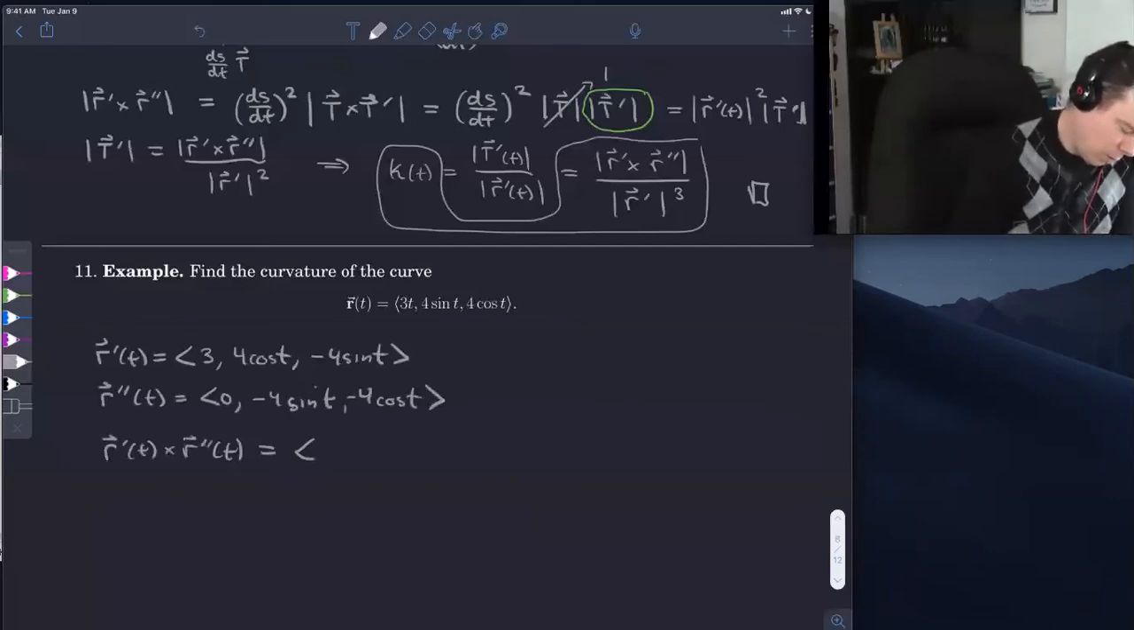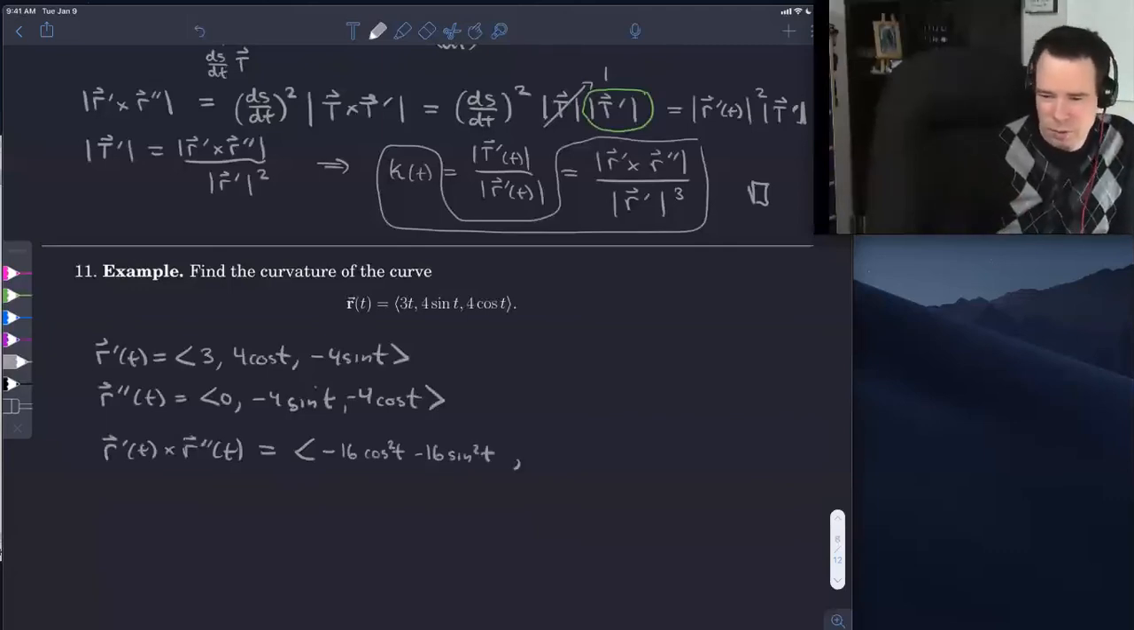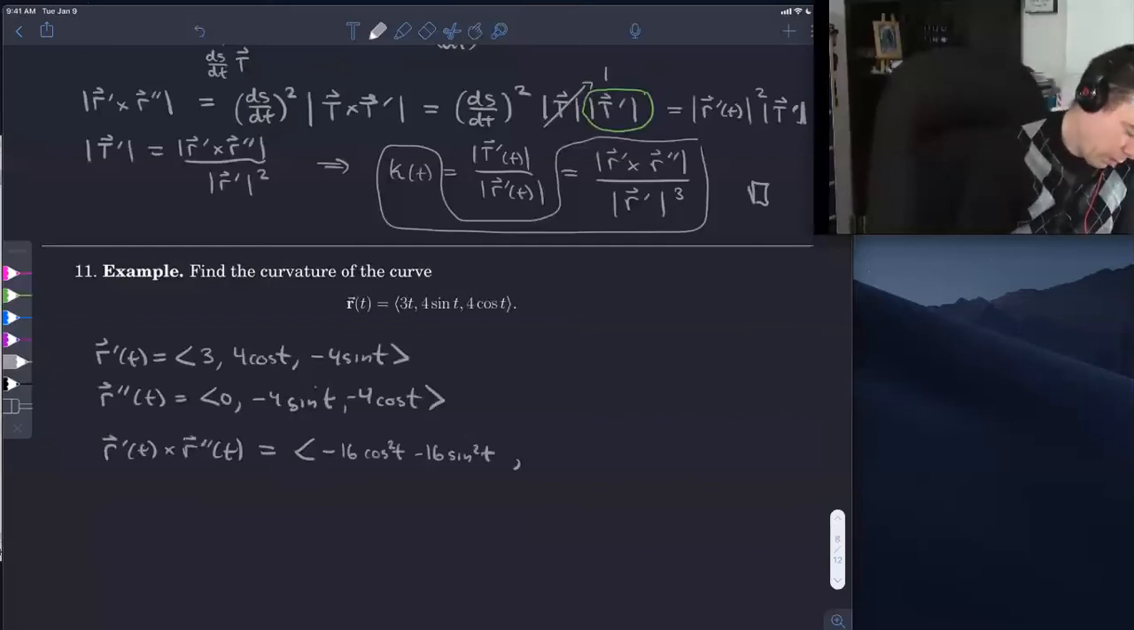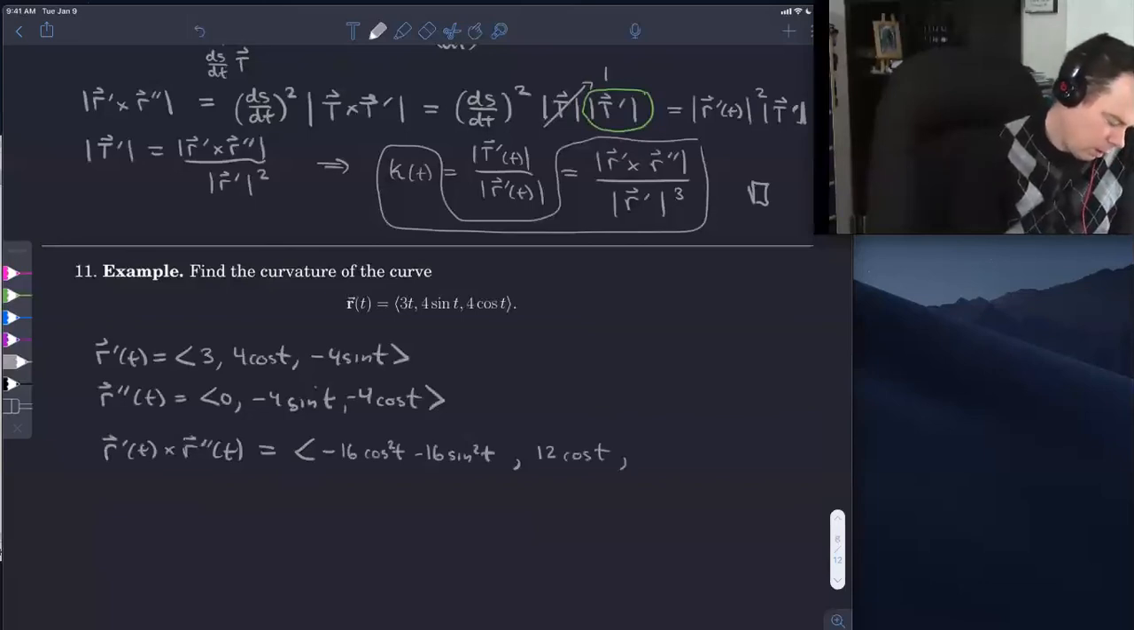So the first component is going to be negative 16 cos squared t minus 16 sine squared t. That's the 2 by 2 determinant of the left and right parts, the middle component and the right-hand component, and then I just work my way across. The next one is going to be 12 cos t, and the next component is going to be negative 12 sine t.